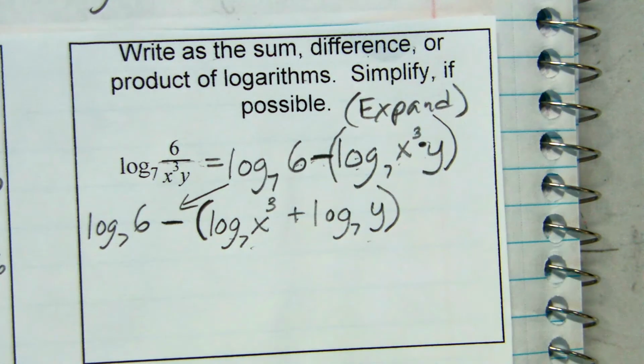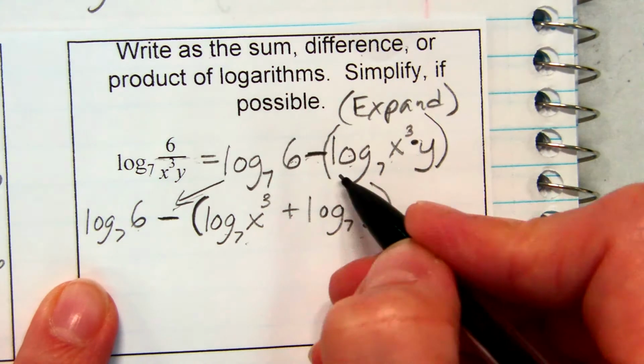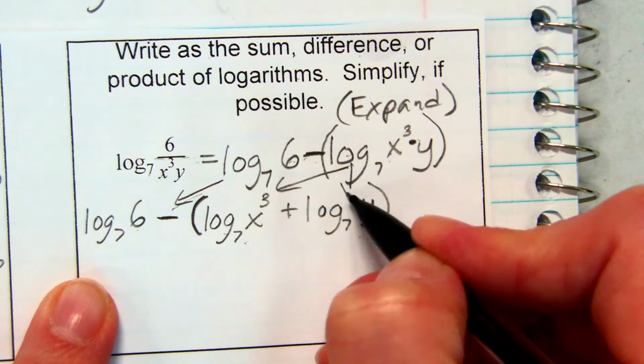Okay, so really quick, where did the 6 go? It's still right here. We just copied it down. So this part expanded into both of those.